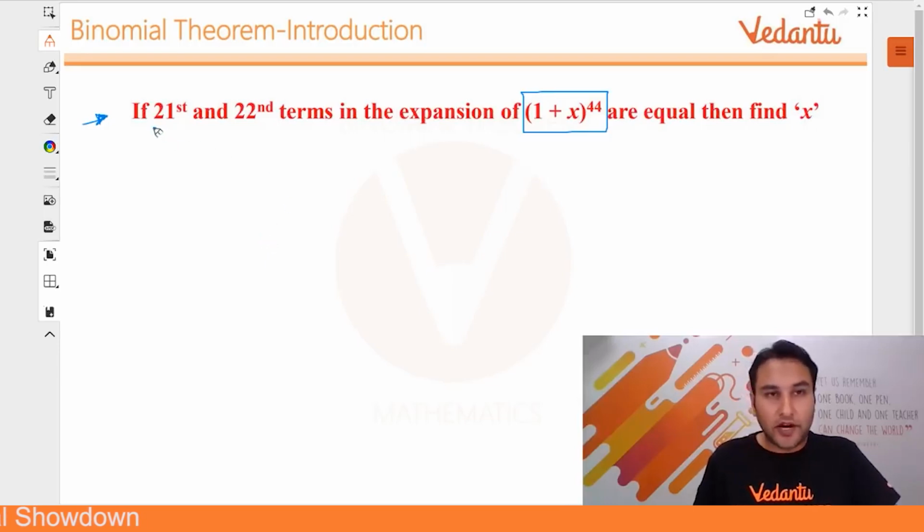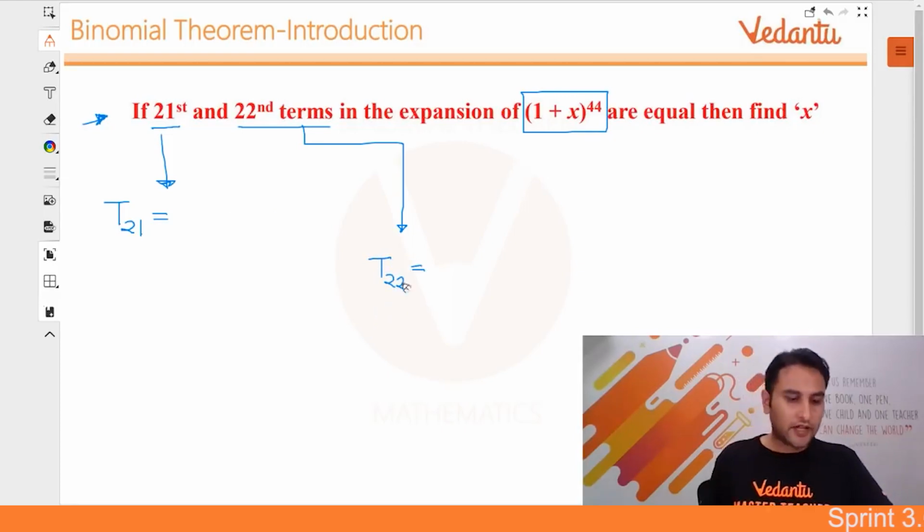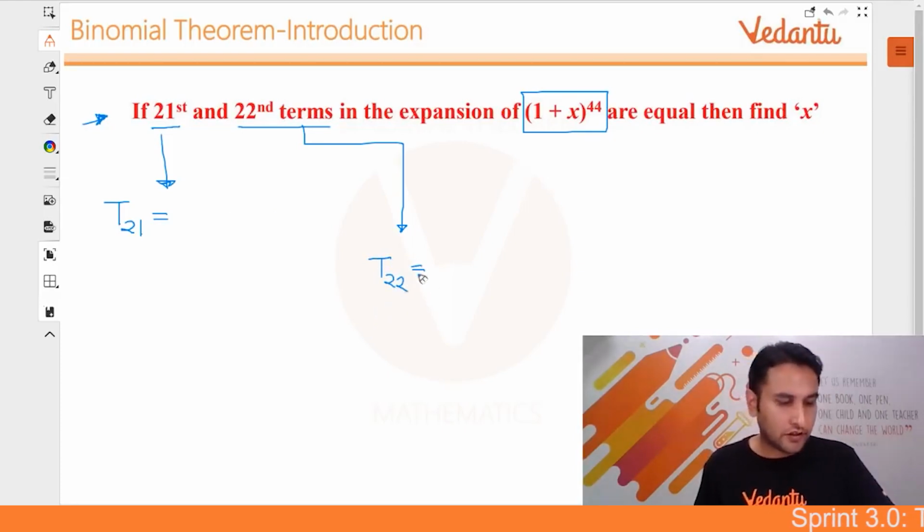Okay, now this problem says that the 21st and 22nd terms are equal. All you need to do is write the 21st and the 22nd term. So what is the 21st term? Write T21. Similarly write the T22 term. That's it. And then equate the two. Is anybody getting the answer?